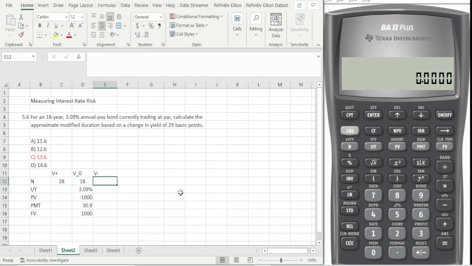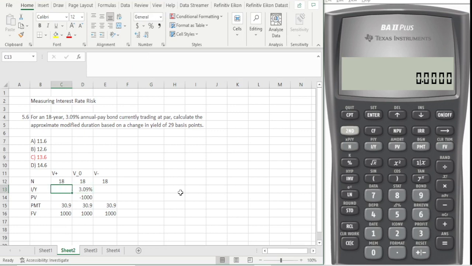Now, let's figure out both premium and discount bond. Number of year will be same, and par value will be same. Coupon rate will be same. So I can copy. Now, interest rate will be different.